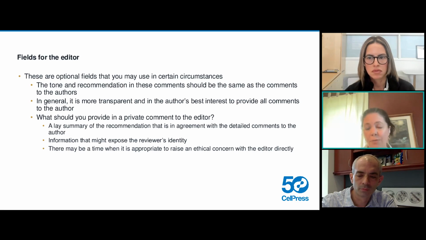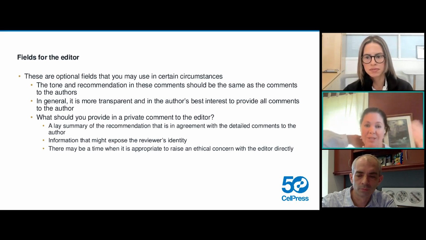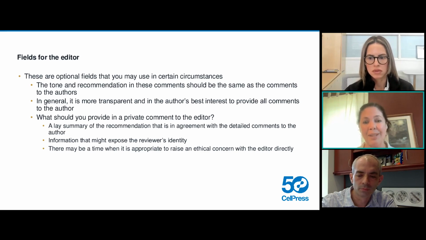So what should you use it for? It's very convenient to put a lay summary of your opinion in that box. As you'll see in some of our examples that we're going to go through later, it can be difficult to sort through a lot of technical detail in order to distill the essential components. That's a nice place to do that.